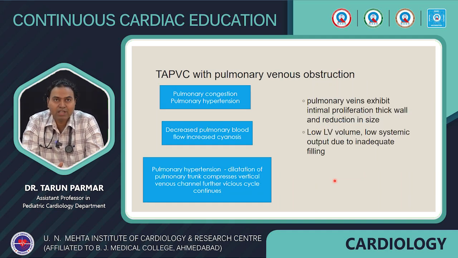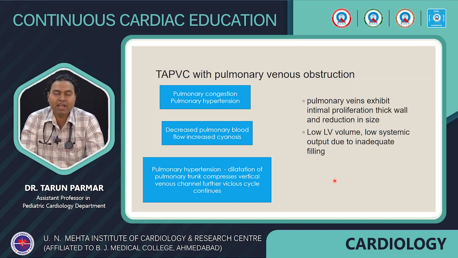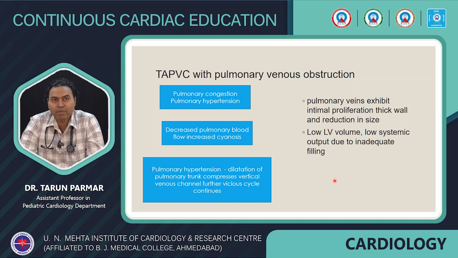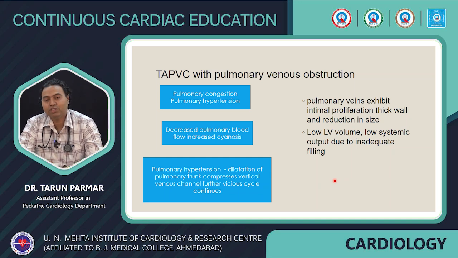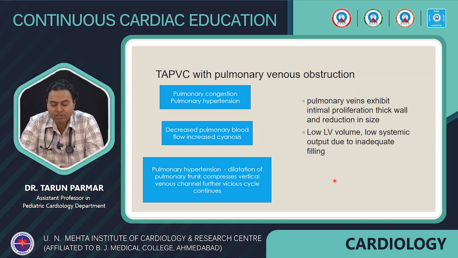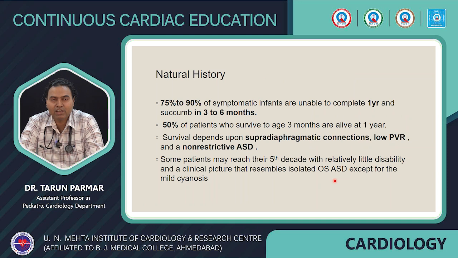But in TAPVC with pulmonary venous obstruction, the pulmonary veins exhibit intimal proliferation, thick walls and reduction in size. So there are low LV volumes and low systemic output due to inadequate filling. There is pulmonary congestion, pulmonary hypertension, pulmonary edema, and there may be decreased pulmonary blood flow and then increased cyanosis. With pulmonary hypertension, dilatation of the pulmonary trunk compresses the vertical vein further, and there is a vicious cycle. There is reflex pulmonary arteriolar constriction that leads to pulmonary hypertension, RA-RV dilatation and RVH, and then ultimately the RV fails.